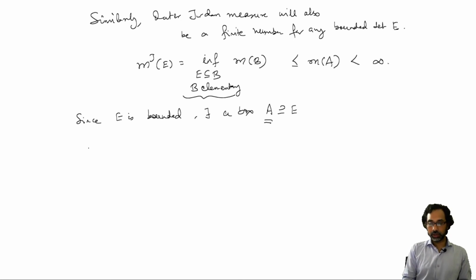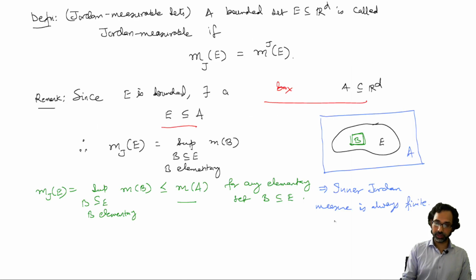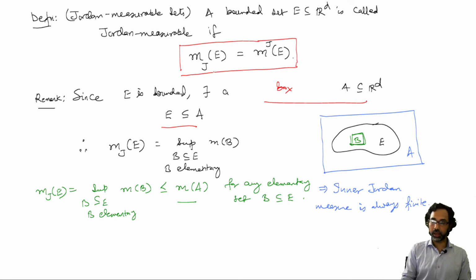Therefore, we see that both inner and outer Jordan measures are always finite, and by definition a set will be called Jordan measurable if these two finite numbers agree, which means that the inner Jordan measure is equal to the outer Jordan measure. So in the next lecture we will see more properties of Jordan measures, outer Jordan measures, inner Jordan measures, and will give necessary and sufficient conditions for the Jordan measurability of a bounded subset of RD.